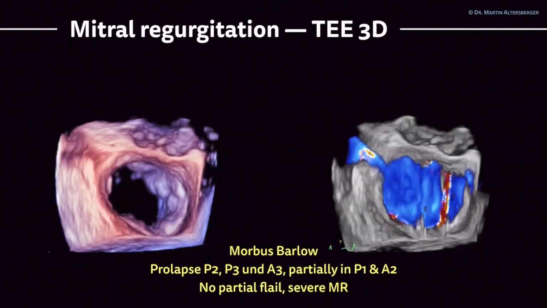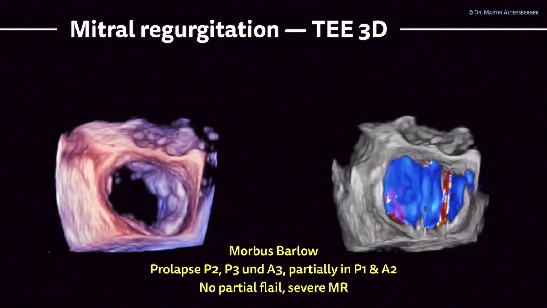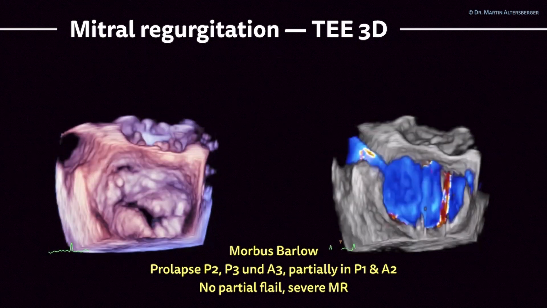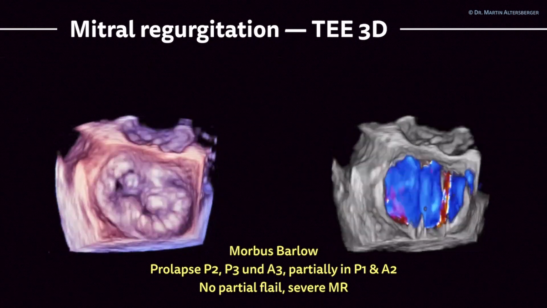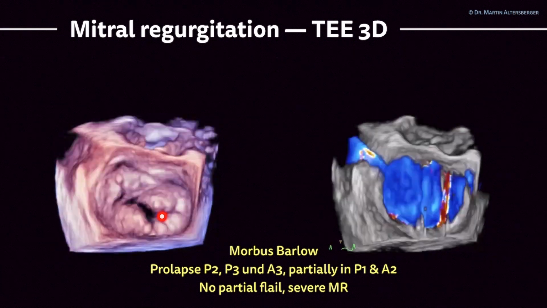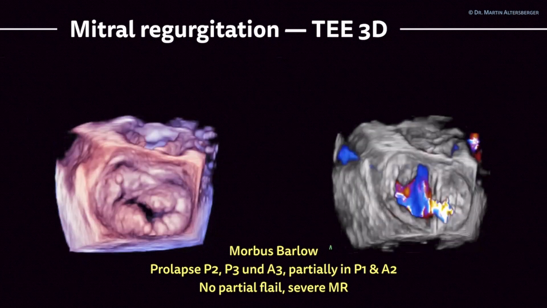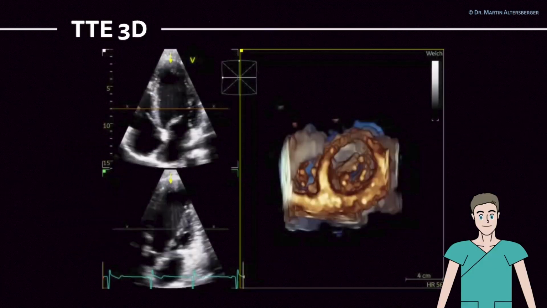the severity, and overall in this case with the morbus Barlow, it was still severe mitral regurgitation, even though at some glances of just looking at the color Doppler jet, it was not that clear. But look at the large orifice where the flow can actually happen and cause mitral regurgitation.